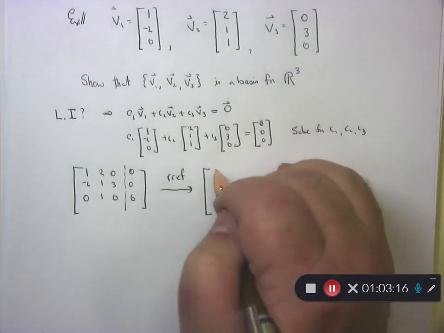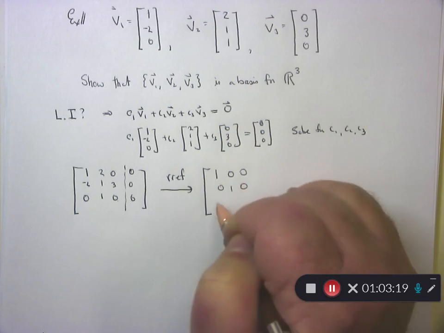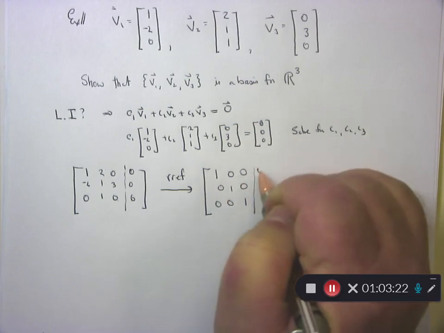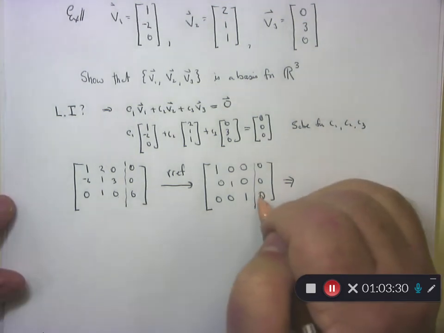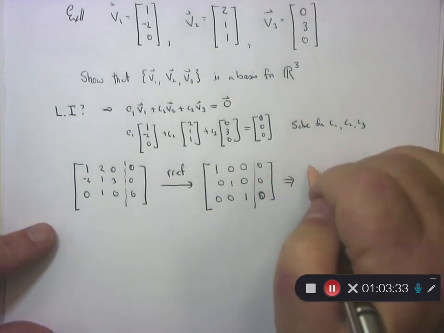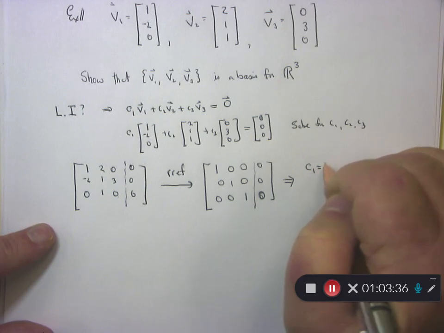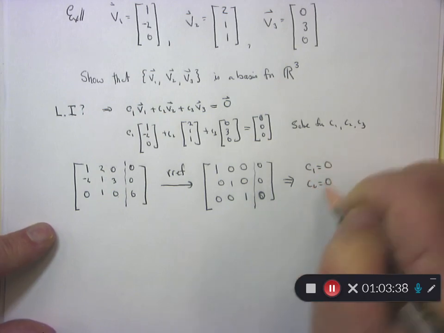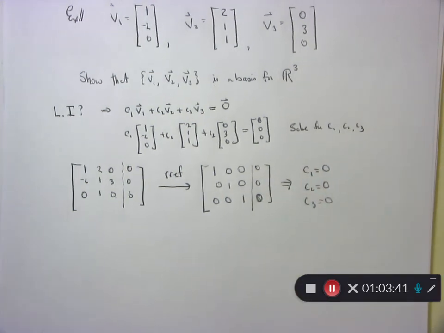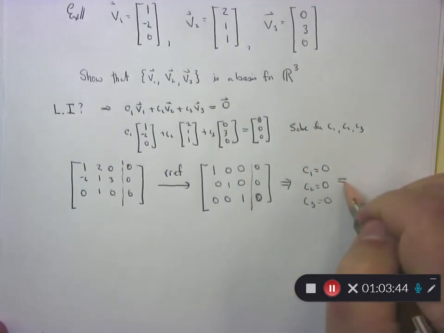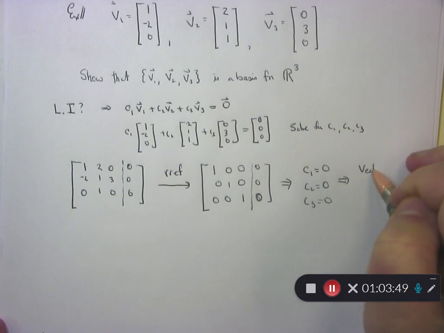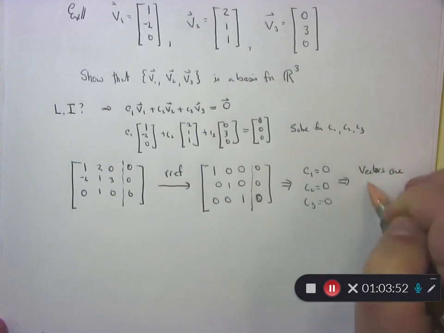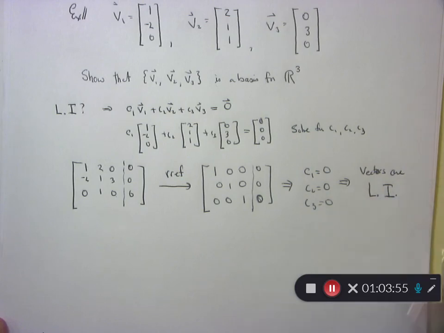But for the sake of time, I'm going to tell you what the RREF is. When I do RREF, I get this: 1, 0, 0, 0, 1, 0, 0, 0, 1, augmented with 0, 0, 0. What is this telling me? First off, C1 is equal to 0, C2 is equal to 0, and C3 equals 0. That's what the matrix is telling me. Now, what does this tell me? That C1 equals 0, C2 equals 0, C3 equals 0, so the vectors are linearly independent. Does that make sense?